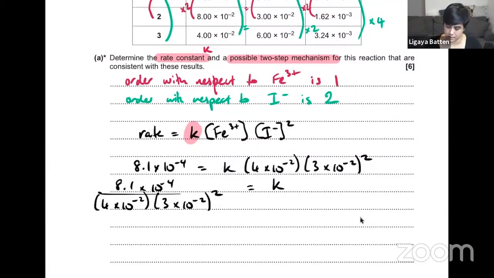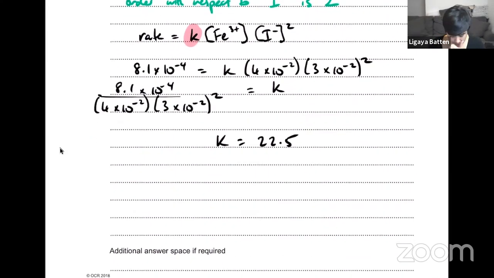And I get K equals 22.5. That's what my calculations get. I'm going to just double check this with the mark scheme. Yeah, that looks good. And then we want to also calculate the units.